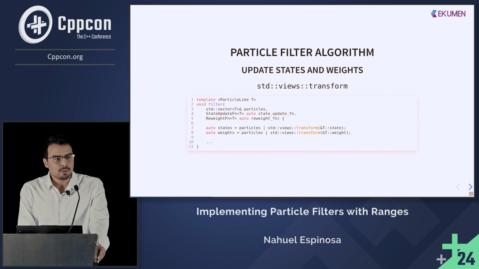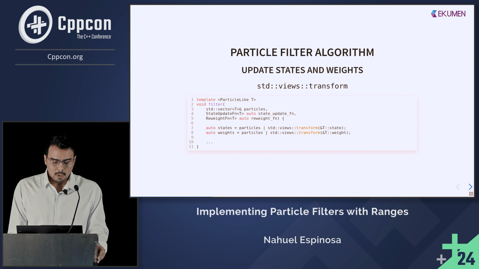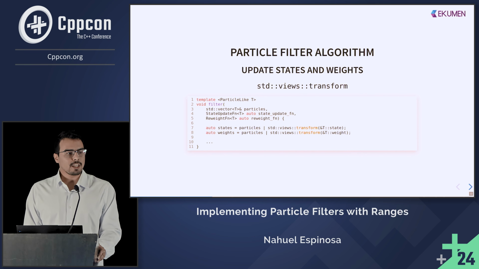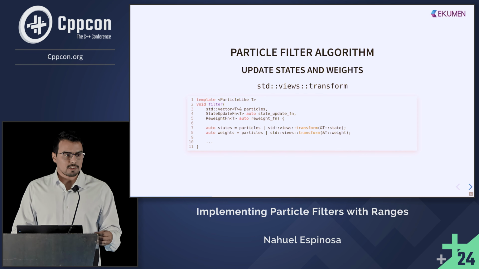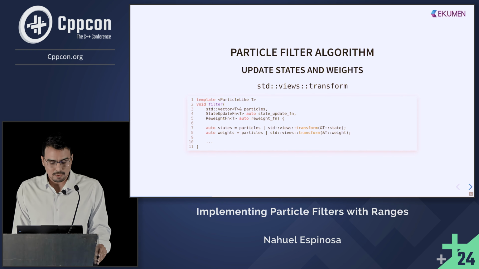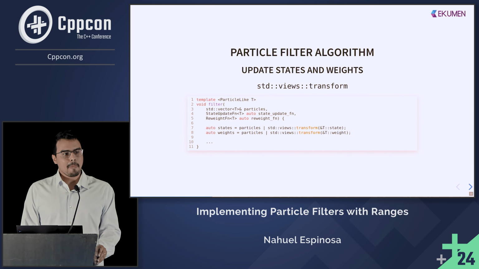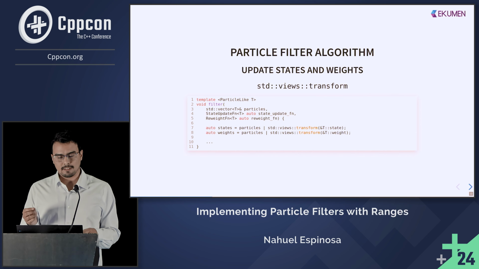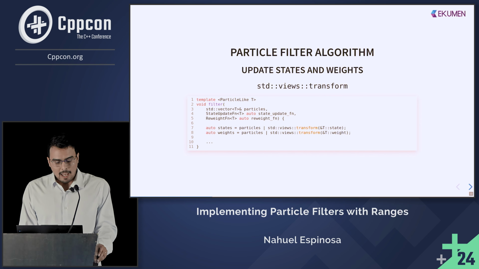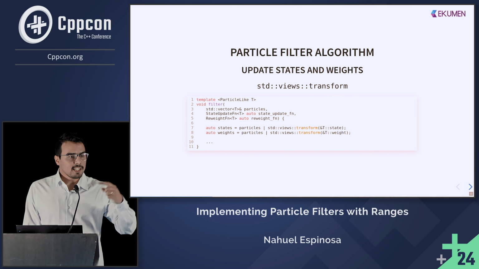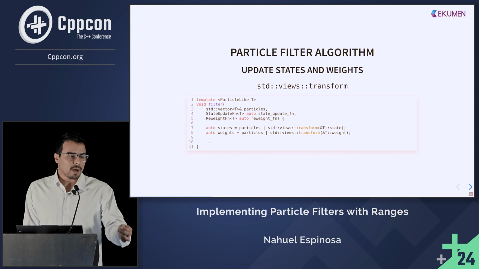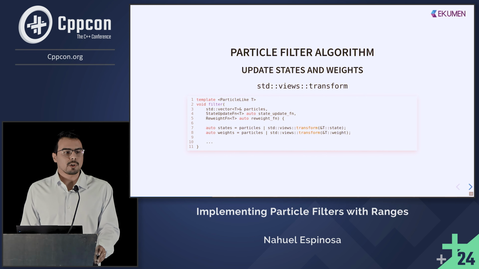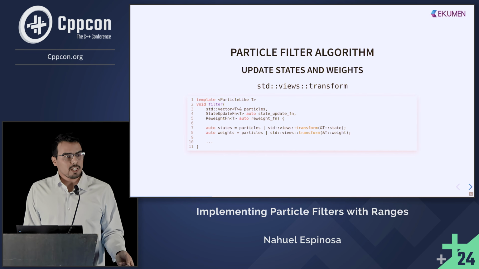So we can start with our implementation using utilities from the standard library. The first one we're going to use is std::views::transform, which we can use to generate views into our particle set for different properties of our particles. So in line 7, you can see that we're passing a pointer to data member to the transform adapter, and this will create a view over all the states of our particles. And in line 8, we can pass a pointer to data member to the weight and create a view over all the weights of our particles. There is no computation yet. This is just a declaration.